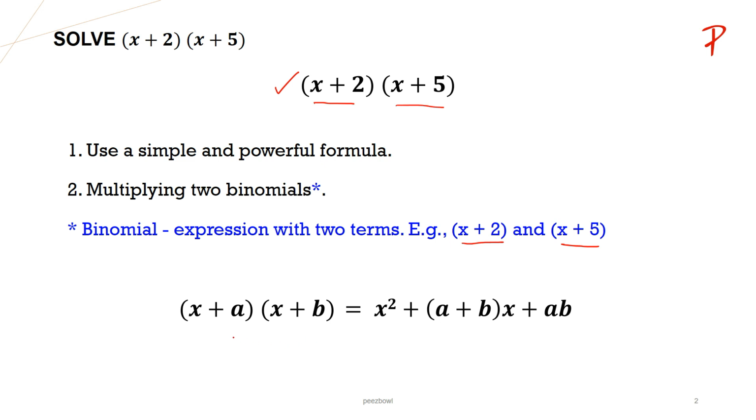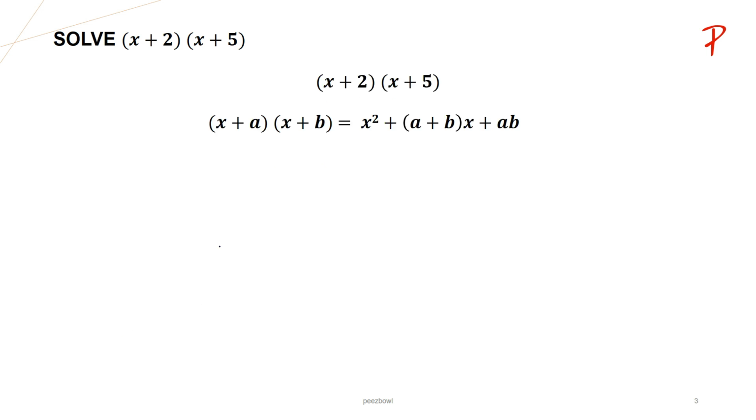So the identity is (x + a) multiplied by (x + b). Here x + a and x + b both are binomials. So when we are multiplying two binomials, we get this result: x square plus (a + b)x plus ab. So let us apply the formula to our expression. Here we compare (x + 2) multiplied by (x + 5) with the formula (x + a) multiplied by (x + b), right? So a is equal to 2 and here we have b is equal to 5.